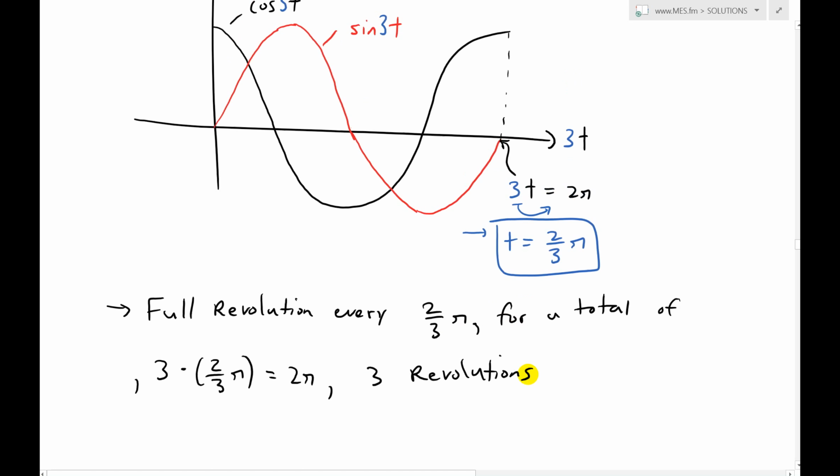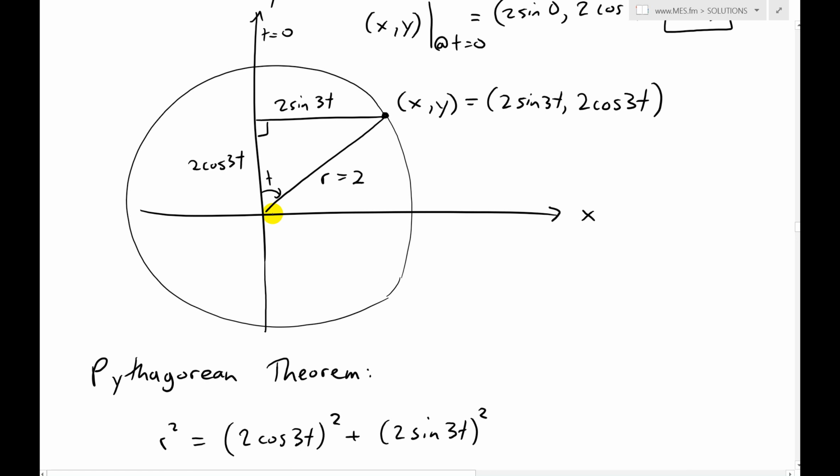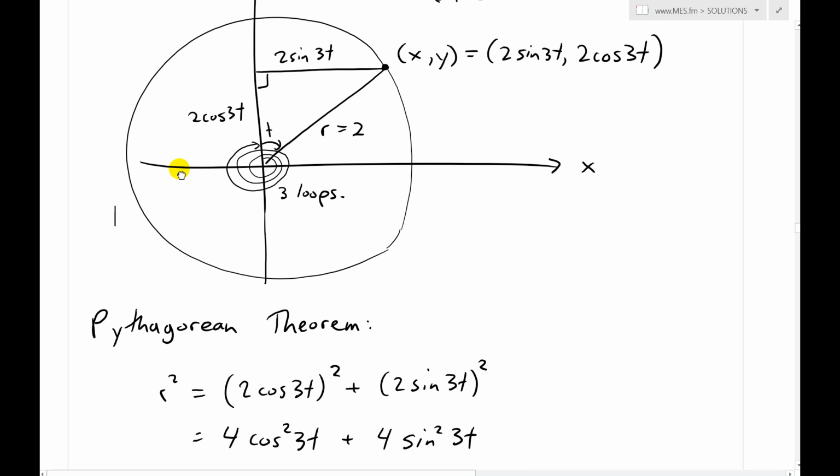And the reason I did this is to make sure that we have a full revolution, so it goes around it once. Let's draw this like this. It's going to go around it 1, 2, and then 3 times all the way around. So 3 loops. Fascinating stuff. Just right here is a circle, but it's 3 loops.